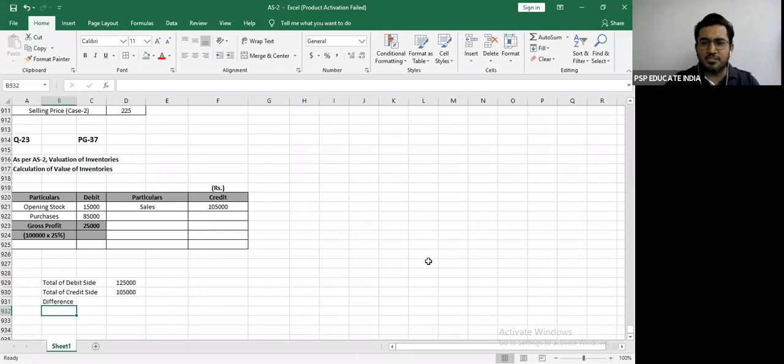Yes, Raj and Spruha, just wait. I will also solve with your method. So please wait. I will also calculate with your method. So I request you to wait. We will solve it with both the methods.